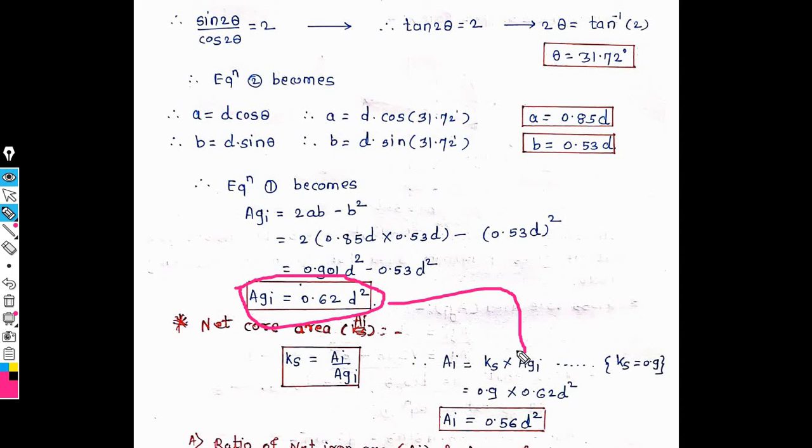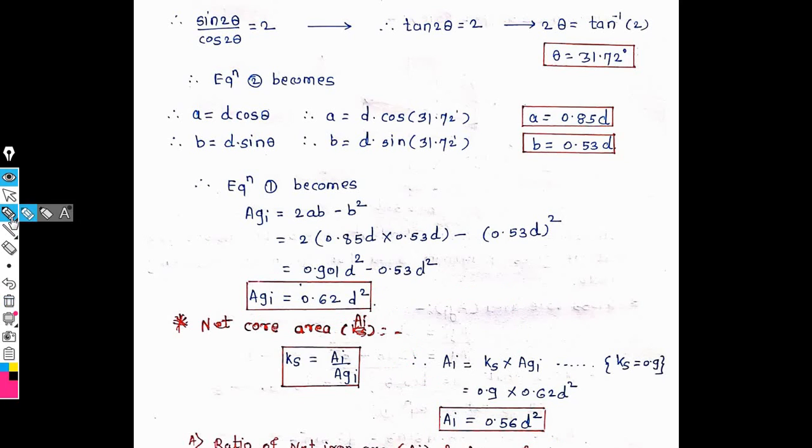That is 0.62 d square. Then the value of AI is 0.56 d square, and also the gross iron area is 0.62 d square. Now this is the expression of net iron core area and gross iron core area.